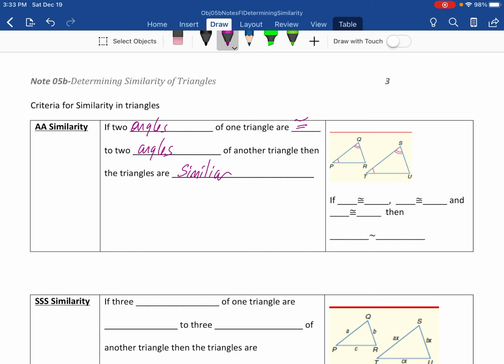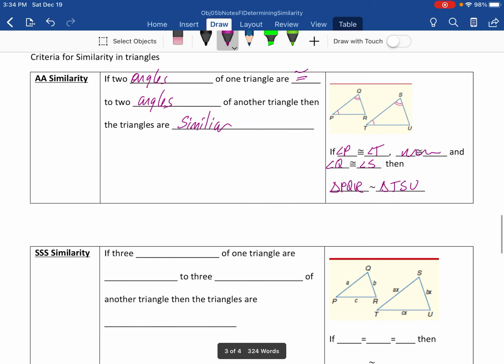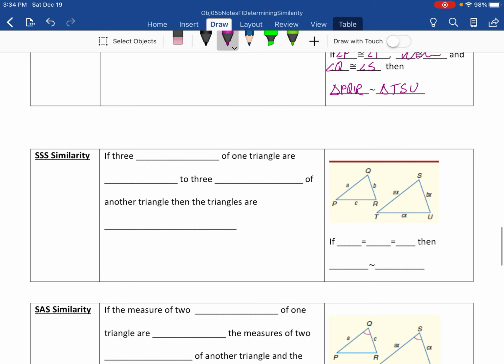And that also follows with the angles. So it says if angle P is congruent to angle T, and angle Q is congruent to angle S, then triangle PQR must be similar to triangle TSU. So that just says if 2 angles of one are congruent to 2 angles of another, they're similar.